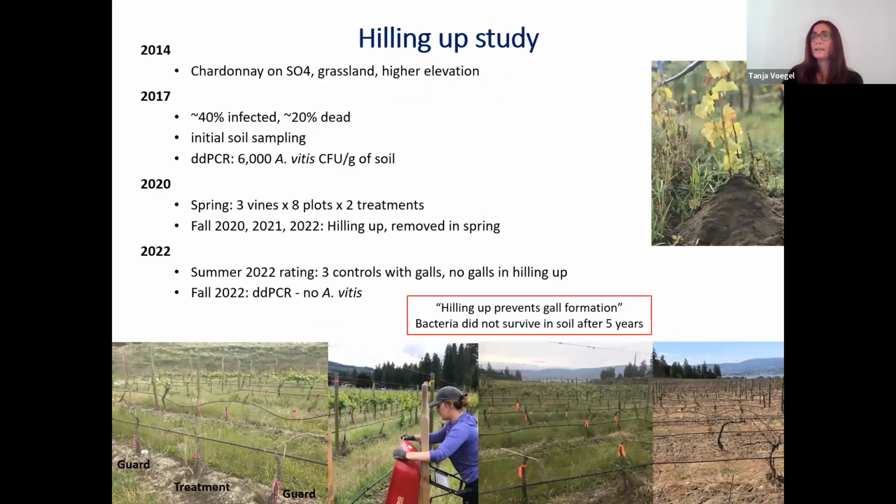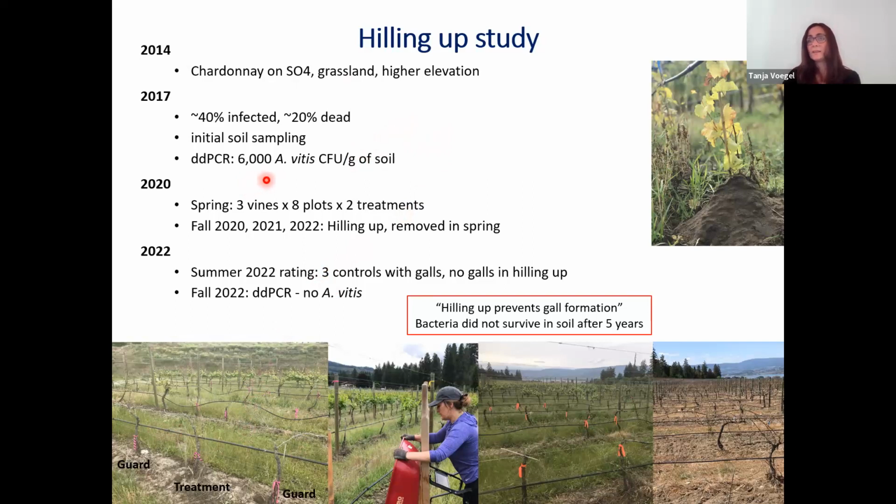Now we're moving to our Healing Up study, and that's something that has been done frequently in Ontario, and it has been very successful there. So this was a vineyard that was established in 2014, also in grassland. Again, all the disease that we have been seeing in this vineyard came in through the infected nursery material. In 2017, about 30% of the vineyard was infected with crown gall, and about 20% were dead. At that time, we did an initial soil sampling, and we found about 6,000 bacteria per gram of soil.